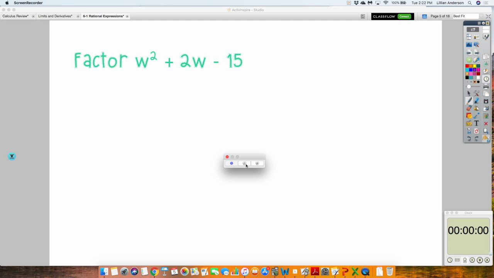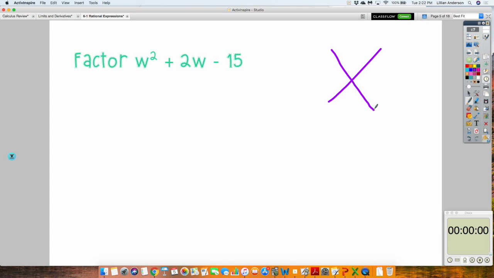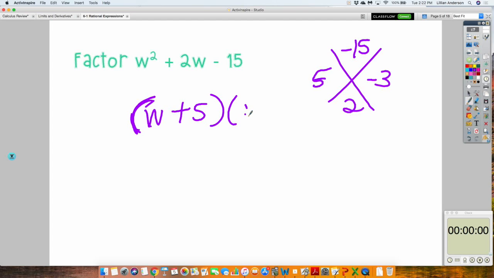What number goes on top? What number goes on the bottom? What are my 2 numbers? 5 and negative 3. Okay. So then I get W plus 5 and W minus 3. Can I go any further? No, but then that's solving.